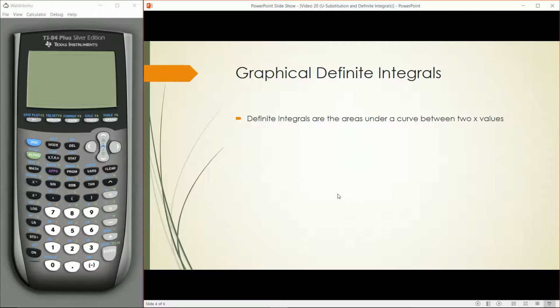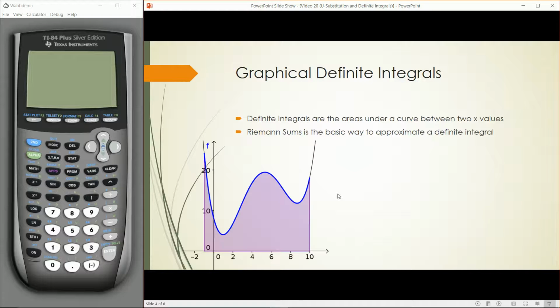But in order to do this, well, most of our functions don't have a pretty nice shape where you can just measure it out easily. So to approximate it, we use something called Riemann sums, which, let's go ahead and take a look at a quick example of what that looks like. So if we have this function here, and I want you to find all this area.